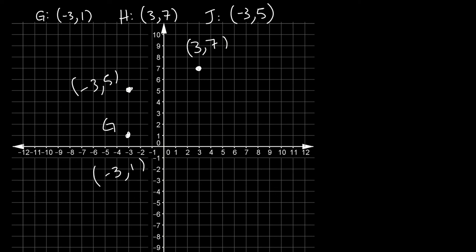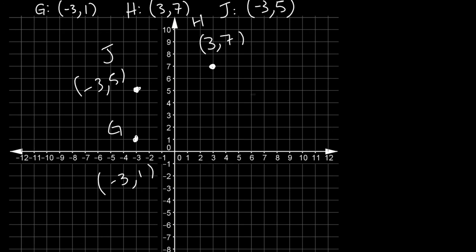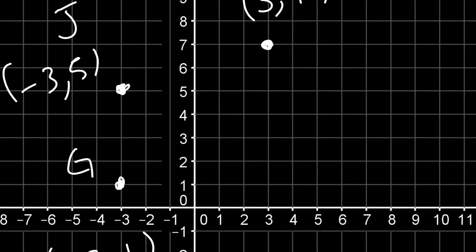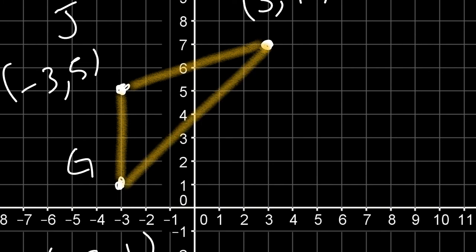I'm verifying this. I'm trying to be very careful before I go on. So I'm looking at each point. G is at -3, 1. H is at 3, 7. That is H. And then J is at -3 and 5. There's J. Okay, so I got these 3 points, and the question is, what's the area of this triangle? Yeah, this triangle that goes from there to there, there to there, and then back to right there.